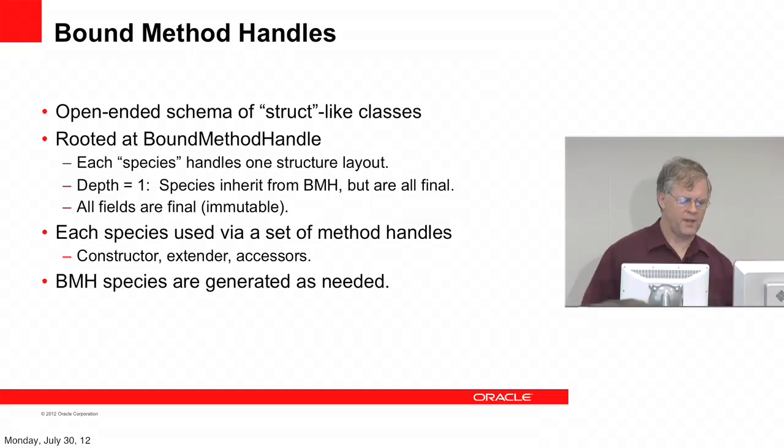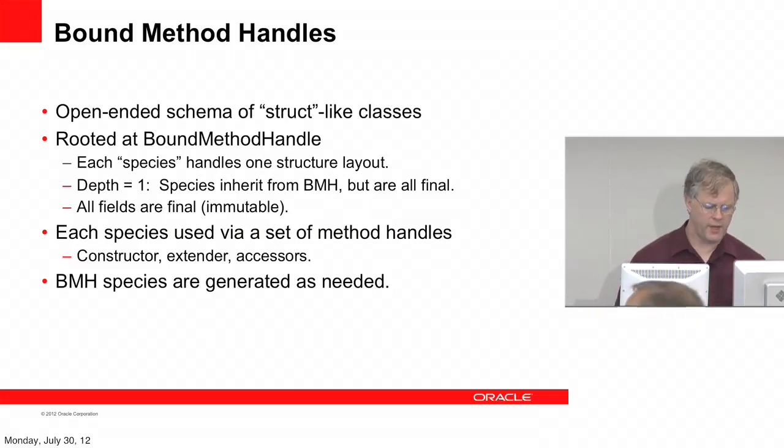So that leads us to bound method handles, which are in JDK 7 and have been retooled in JDK 8, thanks to Michael Haupt. What we have here is a bunch of struct-like classes. We're sort of feeling our way towards doing tuples in the VM. The design here is a depth 1 hierarchy. Each species is final, and they're immutable. And they're manipulated through method handles, so there's more metacircularity there, and generated as needed.